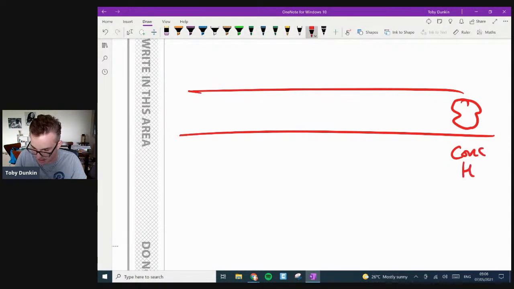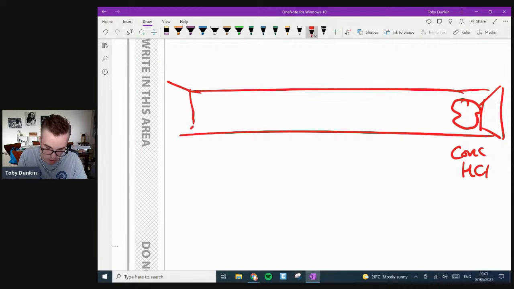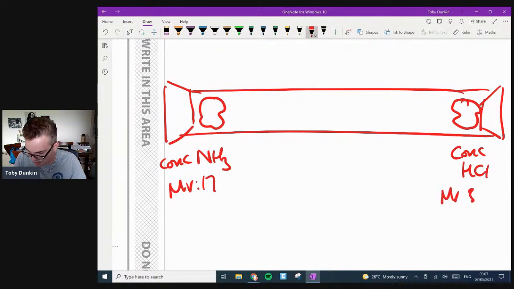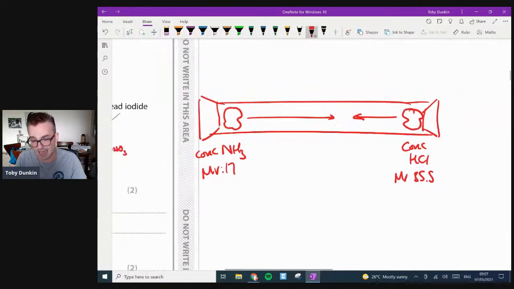This is conc HCl, and this is sealed. Conc HCl and conc ammonia. Everyone will recognize this, and you form white smoke. And the ammonia is lighter, having an Mr of 17, and HCl having an Mr of 35.5. So the ammonia will travel a greater distance in the same amount of time.